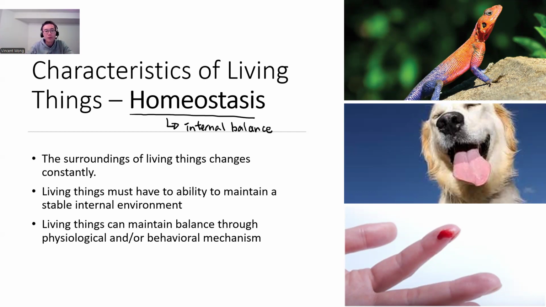Right? So there are different ways to maintain homeostasis. You can maintain homeostasis through physiological means, or you can maintain homeostasis through behavioral means. Okay, different ways of maintaining homeostasis, different mechanisms. Mechanism just means method, different ways. Physiological means your body does it for you. Okay, you don't have to think about it.